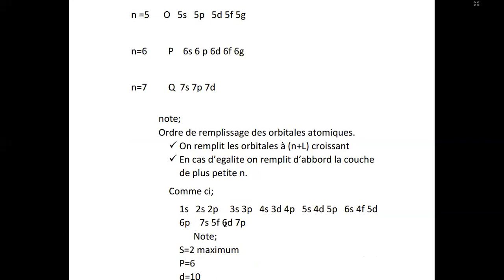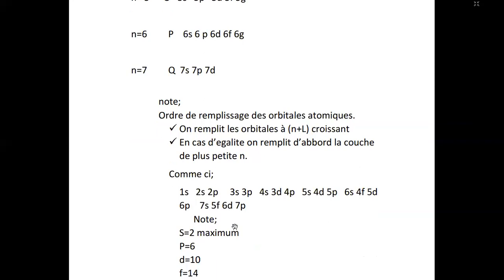So when you continue, that's how you do most of the times. You should always know this. When you are writing this configuration, you should always keep in mind you are adding N plus L, and you fill according to the increasing of N plus L. So for the S shell, L is equal to 0. For the P shell, L is equal to 1. For the D shell, L is equal to 2. And for the F shell, L is equal to 3. These are the things which you are supposed to know.